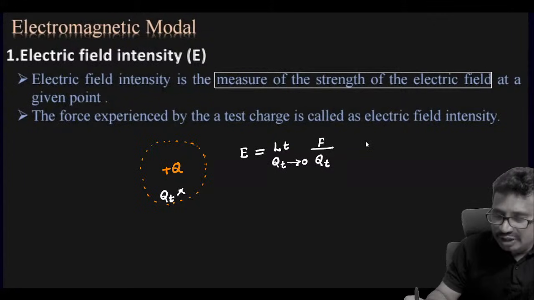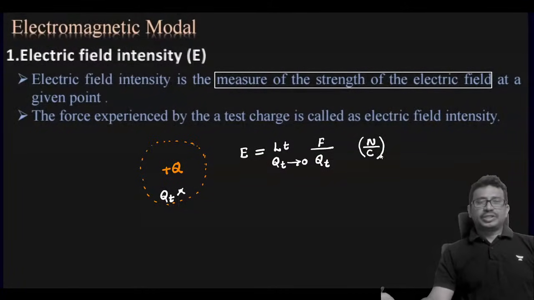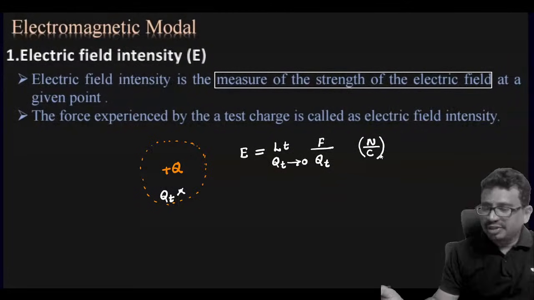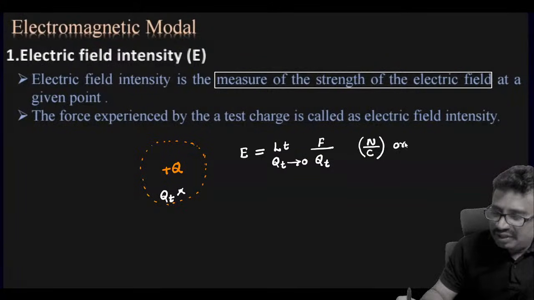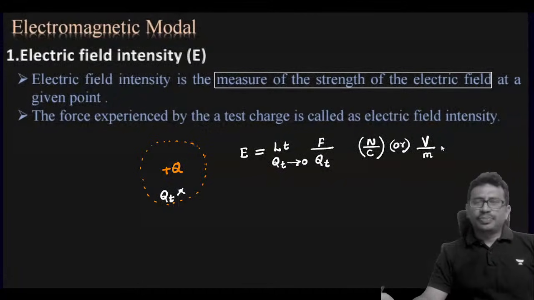And what are the units, you tell me. The force units are newtons, the charge units are coulombs. So the units are newtons per coulomb. This is one unit. We have another unit also for electric field intensity. The other unit is volt per meter. We mostly use volt per meter.